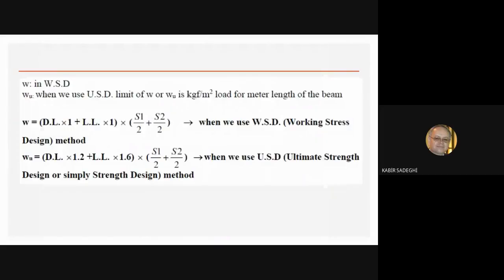First, when we see intensity load, when we have WSD method, working stress design method, we use just W. But when we use USD method, which is ultimate strength design, we use WU, U for ultimate. Both of them, W and WU, have the unit of kilogram force per meter, or newton per millimeter, or newton per meter, or, for example, pound per foot, etc.